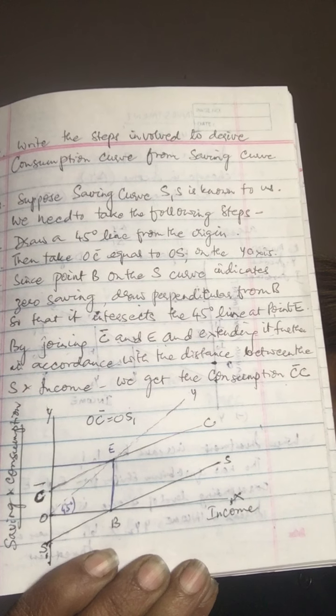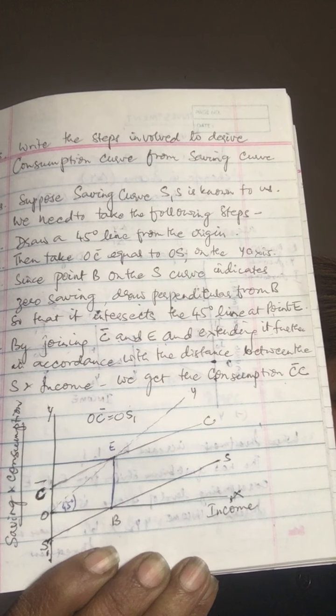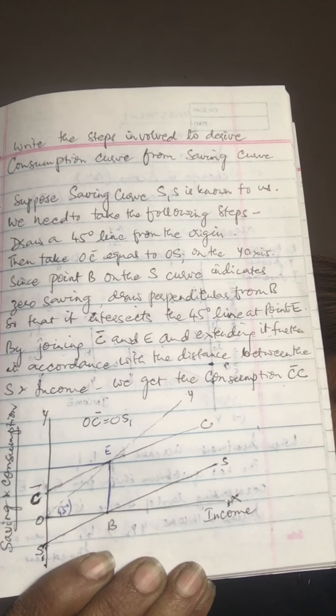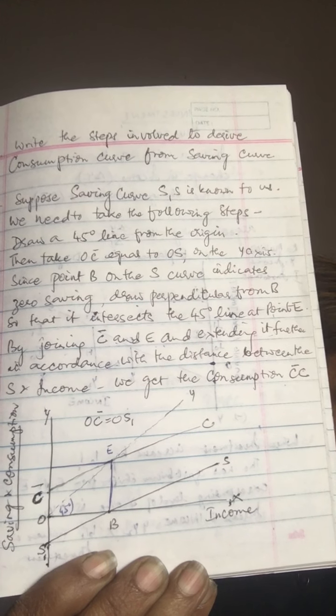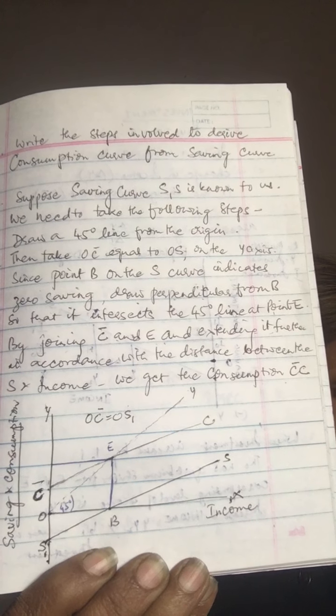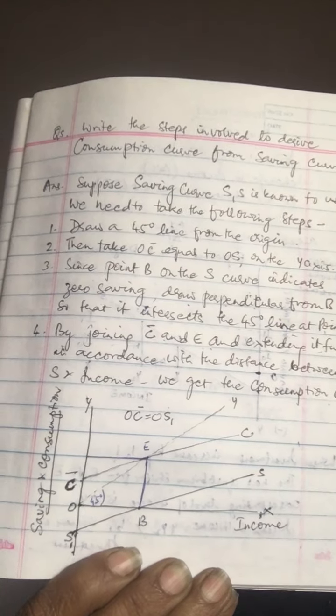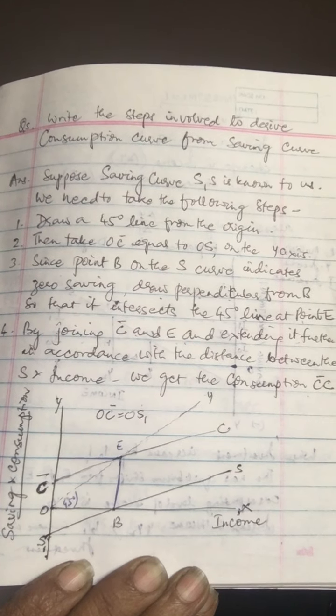Now, by joining C dash and E and extending the curve further, we get the required consumption curve C dash C. So these are the steps involved in derivation of the consumption curve from the saving curve. I hope it's clear now. Okay, so with that we'll continue on.